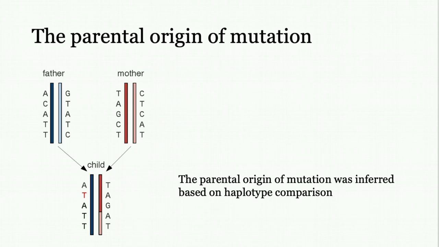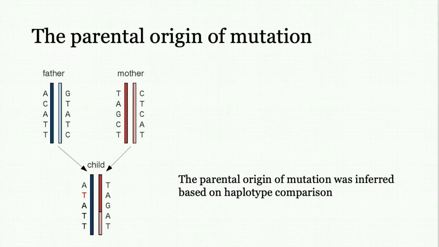The other one is from the mother. And there is a mutation. For this mutation, it happened in the father. So in this way, we can determine the parental origin of a specific mutation.